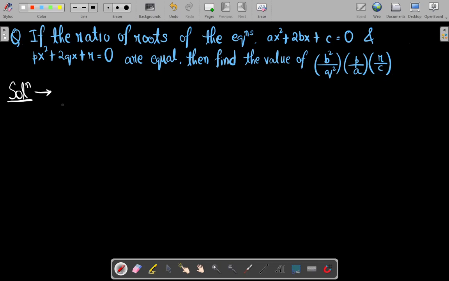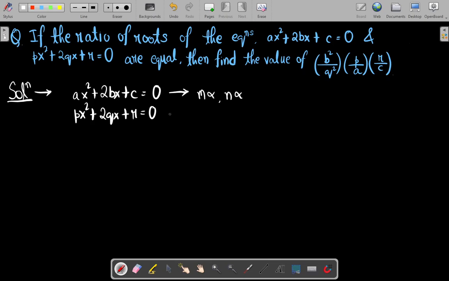So we are given two equations. ax² + 2bx + c = 0 is the first equation. The other equation is px² + 2qx + r = 0. And we are given that the ratio of the roots of the equations are equal. So let's take the roots of the first equation to be mα and nα, and the roots of the second equation to be mβ and nβ, where m and n are integers, say.